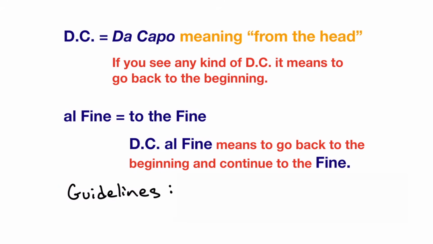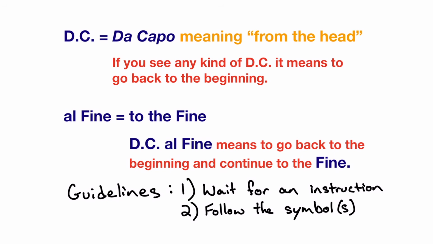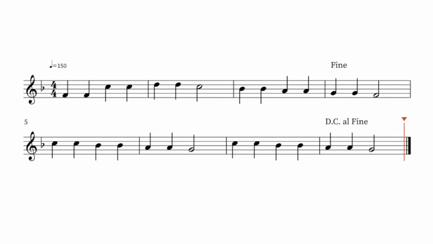A good guideline when working with these Italian repeat phrases is to, number 1, wait for an instruction, and then number 2, follow the symbols. Let's take the example of Twinkle Twinkle Little Star. The first time through the piece, you're going to ignore the fine. We want to wait for an instruction. When we get to the last measure of the piece, measure 8, we see DC al fine. That means go to the beginning and play to the fine. Let's check out how this sounds.